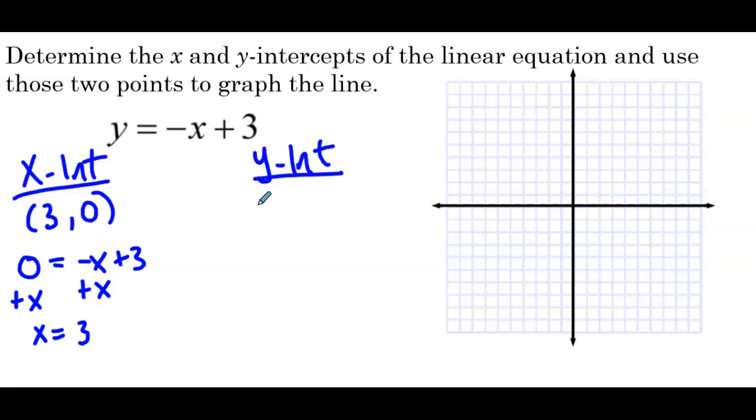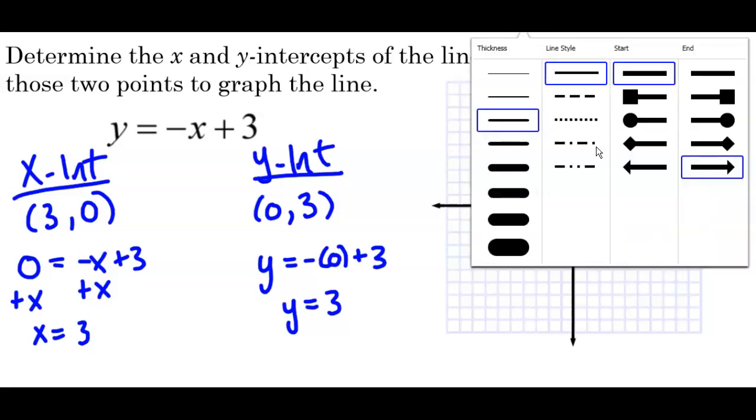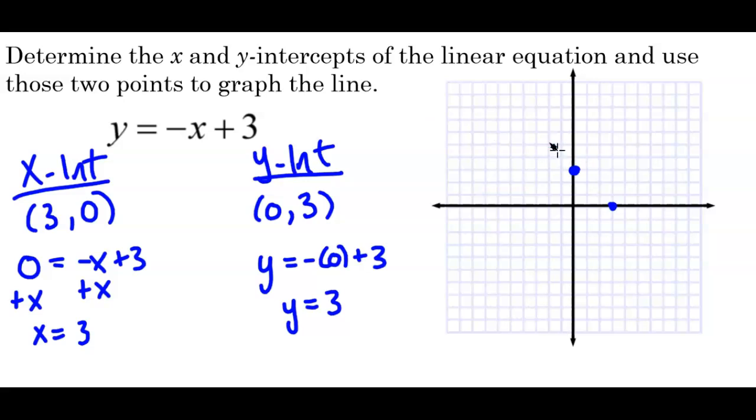And then the y-intercept is a point whose x-coordinate is 0. So we have y equals negative 1 times 0 plus 3. Negative 1 times 0 is 0, plus 3 is just 3. So y equals 3, and our point is 0, 3. We can plot both these points, 3, 0 and 0, 3. Again, I'll use the line tool here, and I'll label the line y equals negative x plus 3.